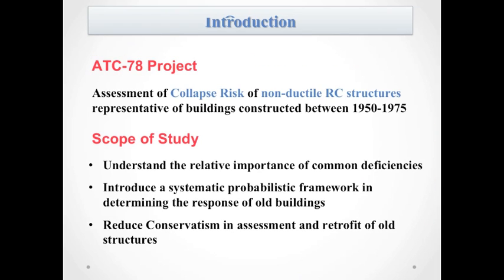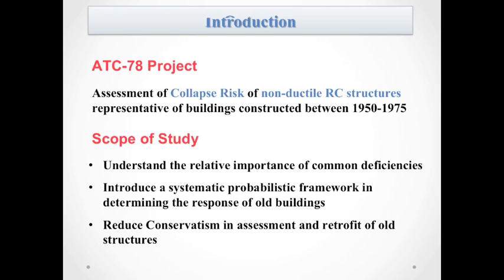So my work is partially funded by FEMA under the ATC 78 project. And this project deals with the assessment of collapse risk of non-ductile RC structures, of buildings that are representative, that are constructed between 1950 and 1975. So these are buildings around the 1970s. These are considered buildings that are very, very dangerous, especially in California.